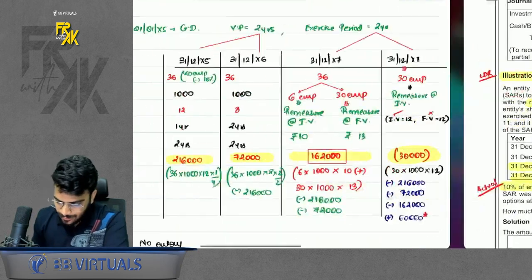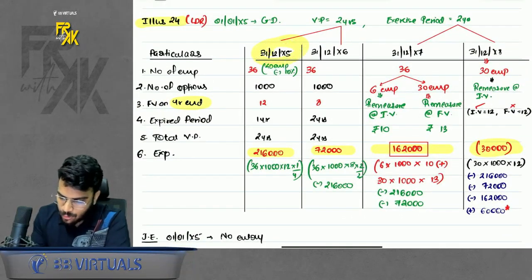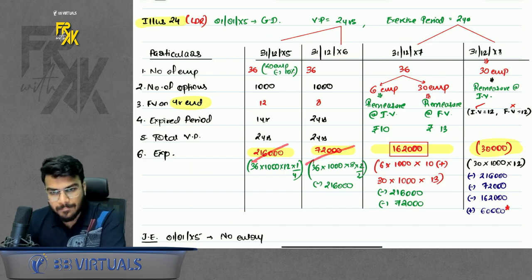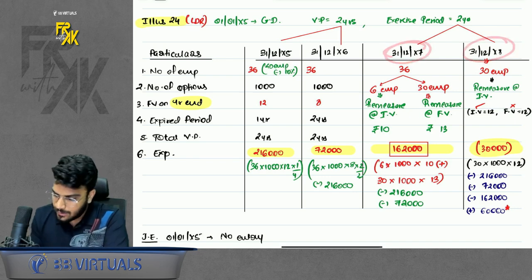Very good. So what will we do initially? Initially I will say the vesting period is 2 years, so book the expense across 2 years. I booked it across 2 years. That is simple. Now the exercise period is also 2 years.